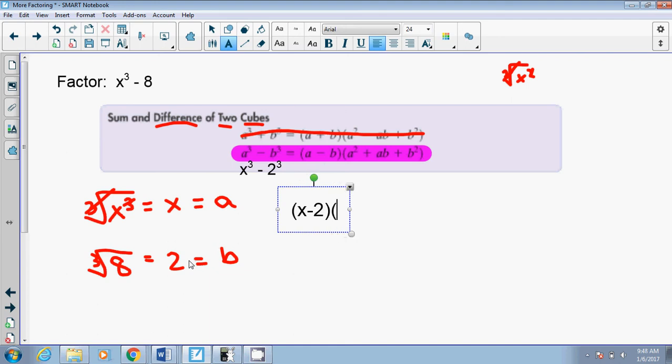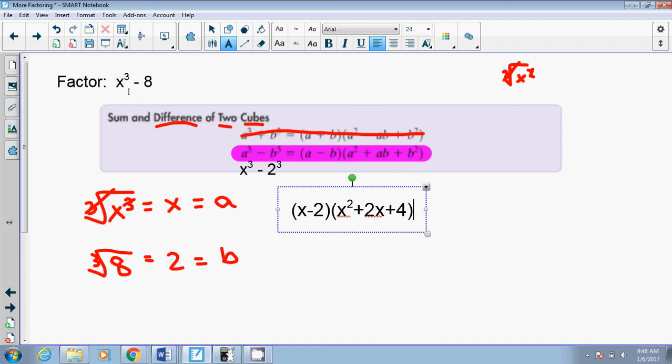Open up a new set of parentheses. A squared. A is x, so I have x squared. I have a plus sign next. A times b, which is x times 2, which we can write as 2x. Then I have a plus sign. And then I have b squared. B is 2. 2 squared is 4. So here's my factored form of x cubed minus 8.